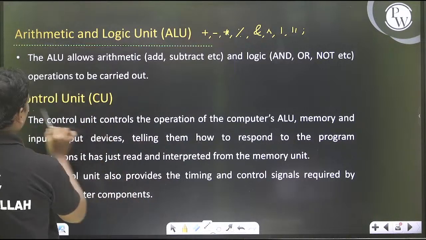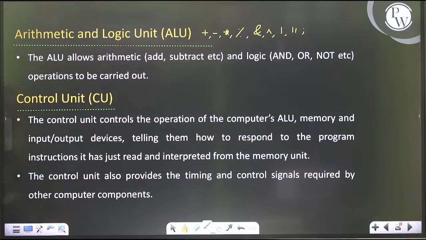Next comes the control unit. So the control unit controls the operation of the computer's ALU, memory and IO devices, telling them how to respond to the program instructions it has just read and interpreted from the memory unit. Okay, this is very important.